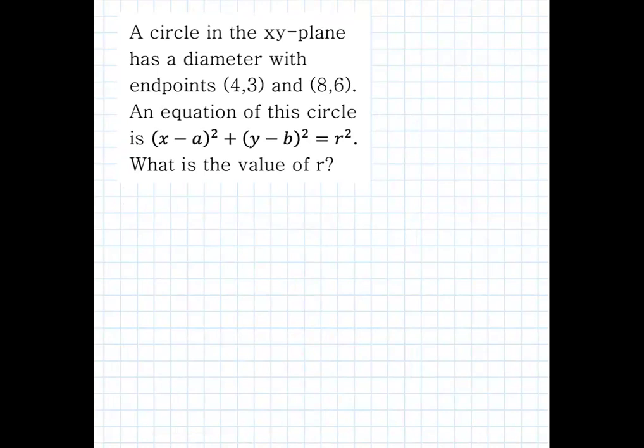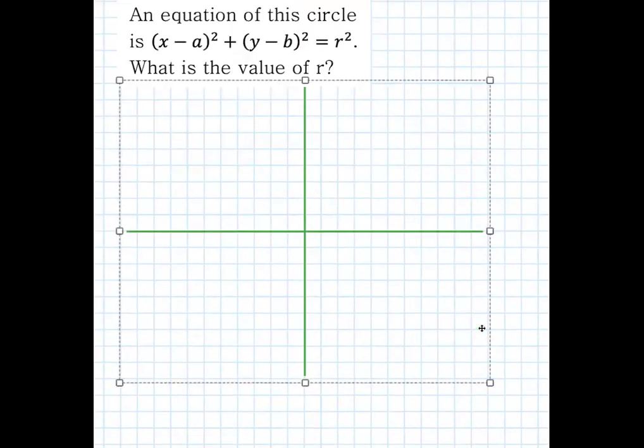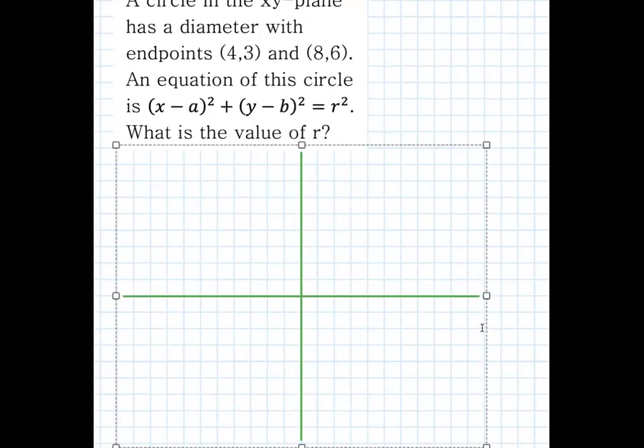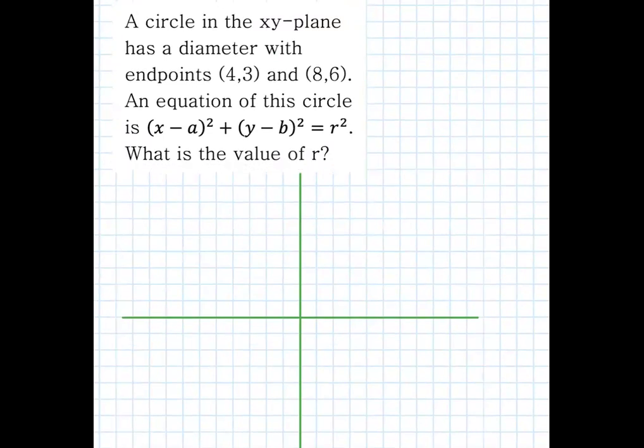In this question, we've got a circle with given diameter endpoints. So let's go ahead and just get a little idea of where these are on an XY axis. So we've got our X right here and our Y right here. So that's (4, 3) right there. And 8, 6: 5, 6, 7, 8, 4, 5, 6, and that's (8, 6) right there.